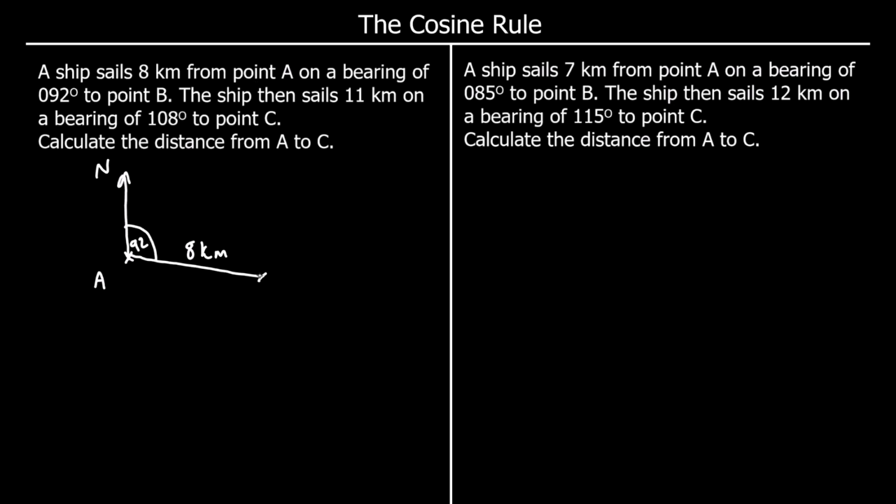To point B. So we've got B. The ship then sails 11 kilometers on a bearing of 108. So this is north. 108 is, well, just more than 92, so let's draw it over there. 108 to point C. Calculate the distance from A to C. So we want to know this distance here, A to C.